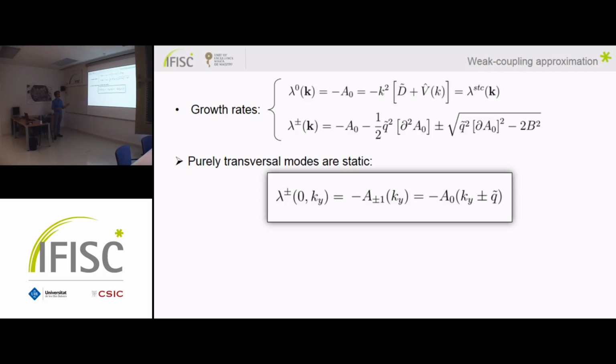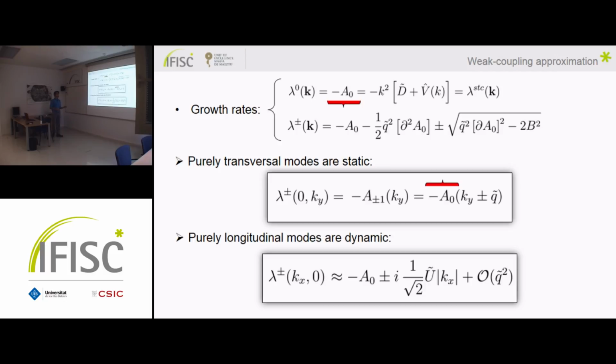From this expression, we can see that purely transversal modes are static. They have the same formula for the growth rate, although the critical wave vector will be displaced by a factor of Q. But since they are static, this explains why the distribution of channels in the transversal direction does not depend on time once they are formed.